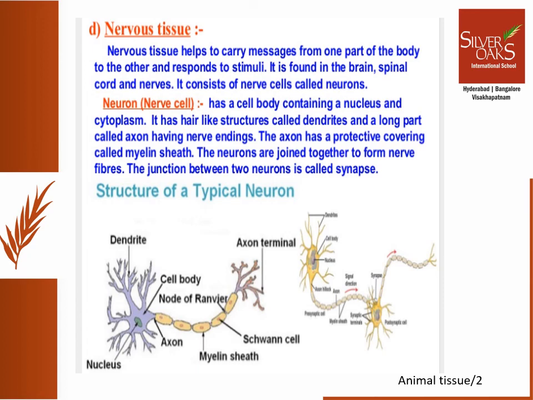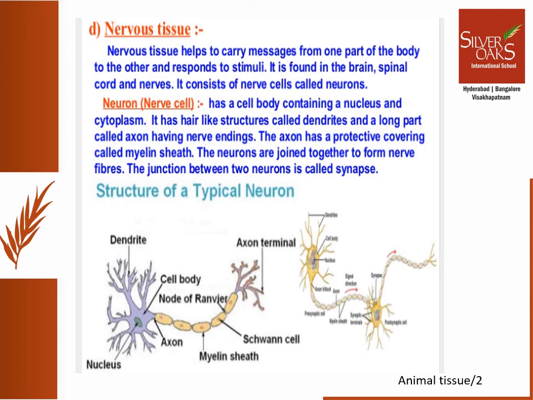As you can see in the diagram, the nerve cell has a cell body which has a nucleus and a cytoplasm. Also you can see some hair-like structures coming out of the cell body. These hair-like structures are called dendrites. After the cell body, you can see a long tail-like structure. This is called the axon. Also, you can see the axon is surrounded by a protective covering which is called the myelin sheath.